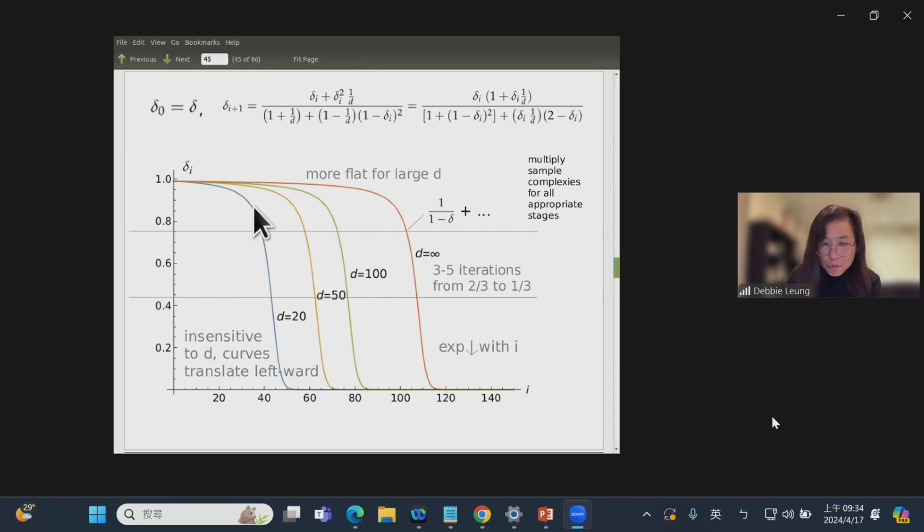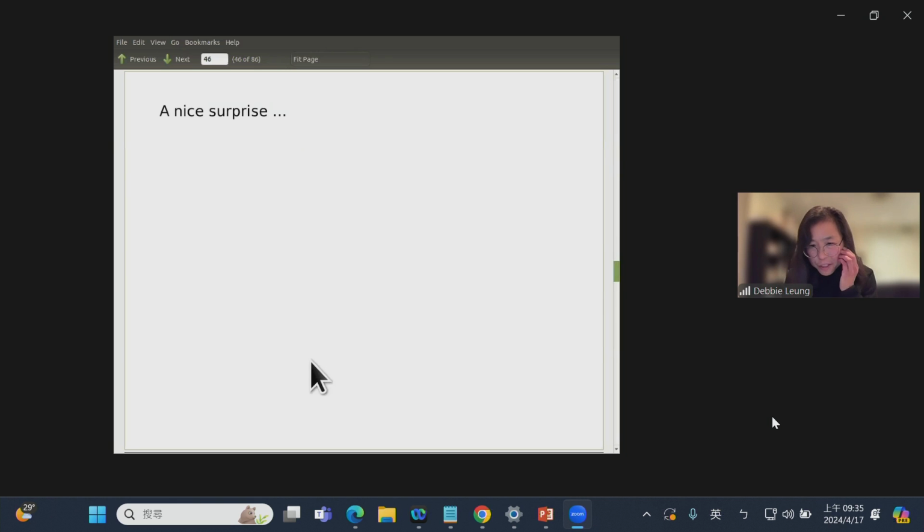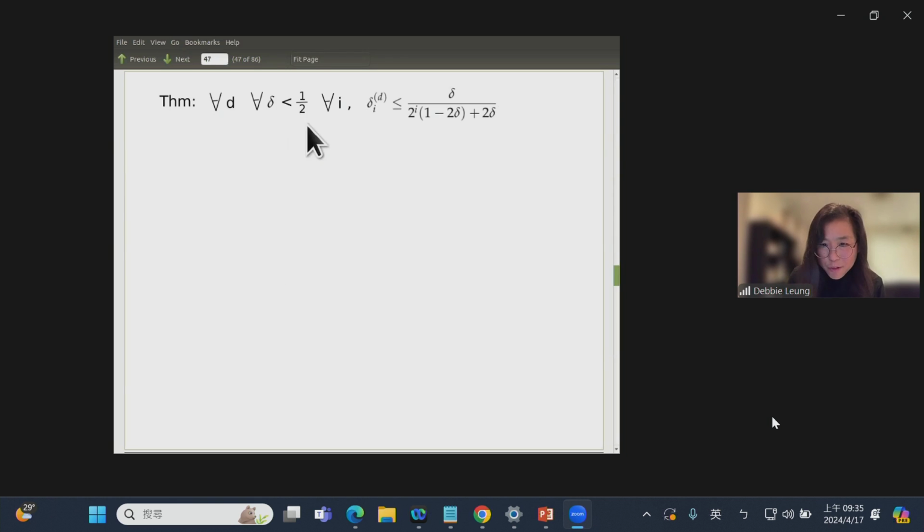Say if I want to push the error from 90% to 20%, then I have to analyze the first segment, the second segment, and the last segment. I have to multiply all this complexity together. The good results first. If the noise is low enough upfront, no more than a half, then for all d, for all i, the noise parameter delta i with the dimension d is no more than this expression.